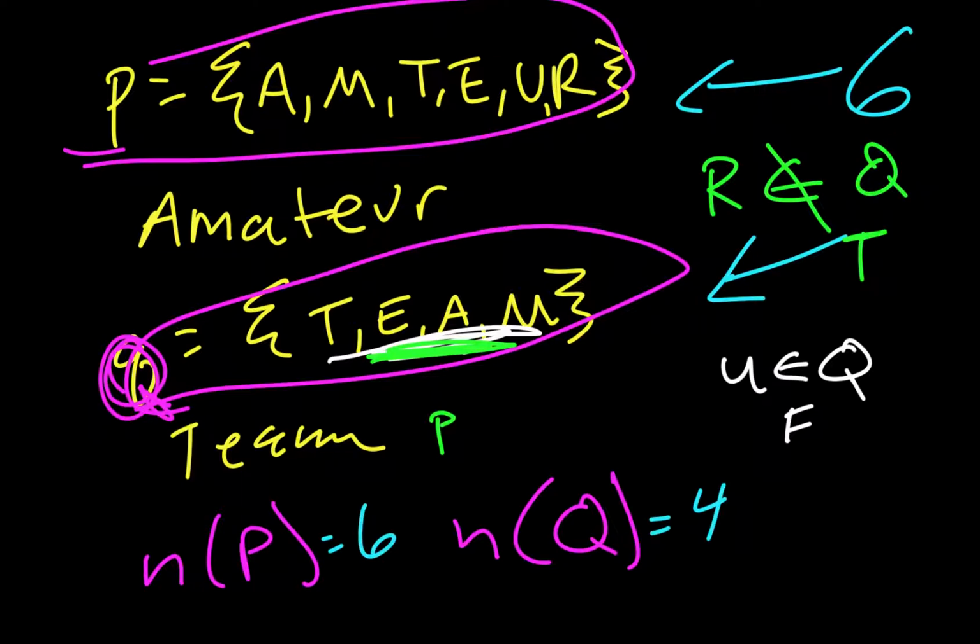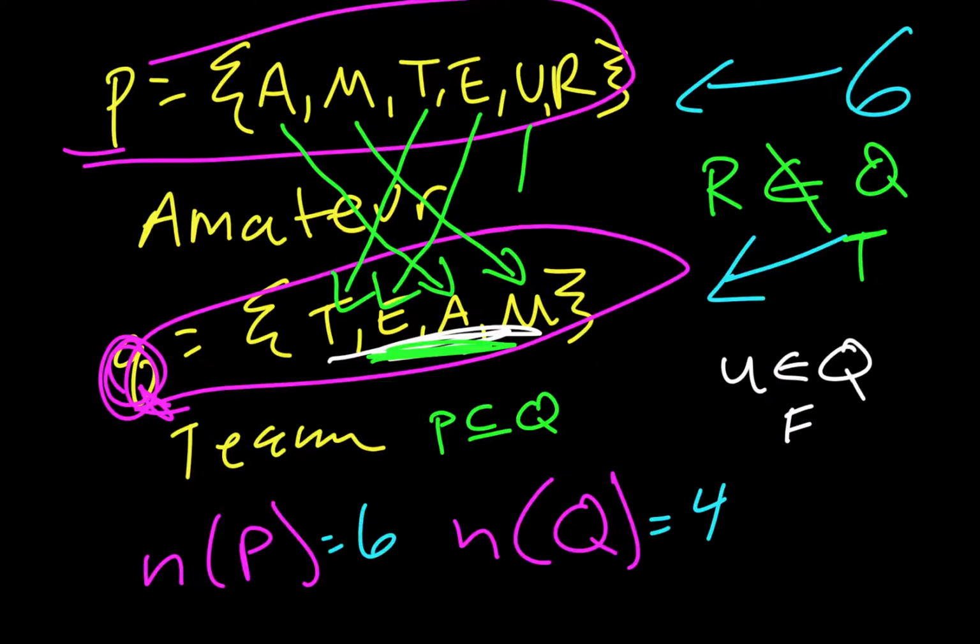We have subset. So P is a subset of Q. What that means is that all the elements in P are found in Q. So we're going to go one at a time. Okay, A is found in there. M is found in there. T is found in there. E is found in there. But U isn't and R isn't. So P is not a subset of Q. And so the answer is false.